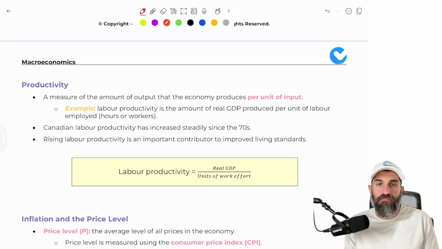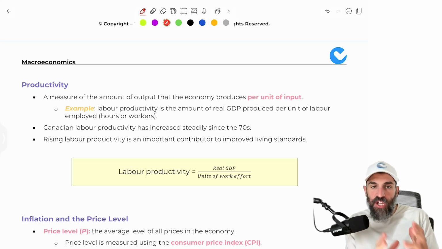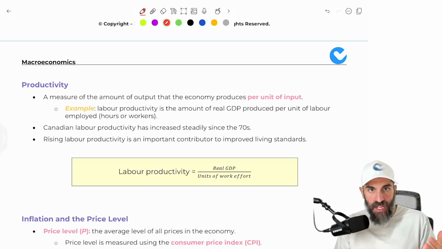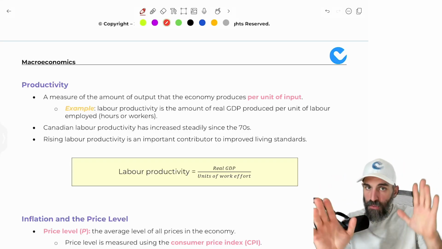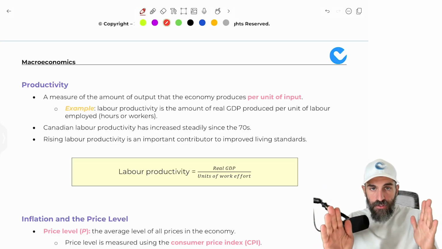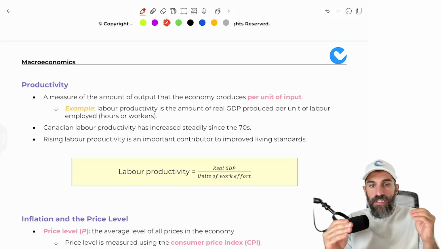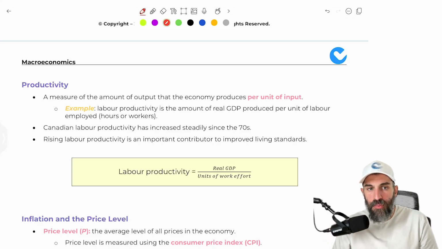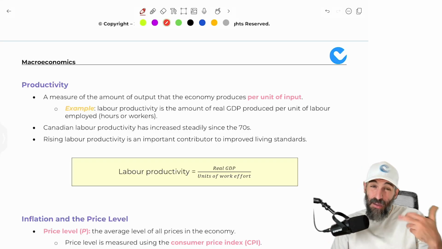Now, another important part of macroeconomics is the concept of productivity. So productivity is simply how much output can we get for one unit of input. For example, how many units can one worker make in a day? How many cars can one machine produce in a month? So it's output per unit of input. The formula is very simple. We often talk about labor productivity. Real GDP, which, remember, is the total amount of goods and services that are produced, divided by the units of work effort. Now, units of work effort could be number of hours of work, could be number of workers.